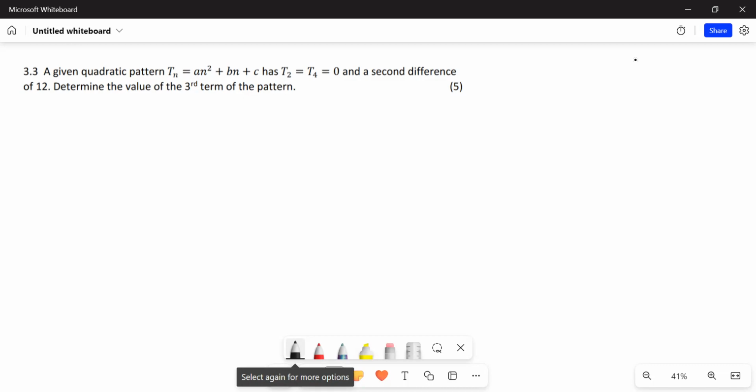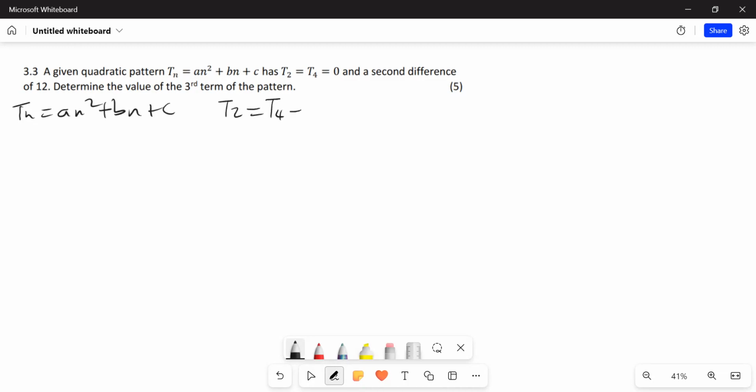3.3, a given quadratic pattern, Tn. So Tn is equal to an squared plus bn plus c, has T2 equal to T4 equal to 0, and a second difference of 12.